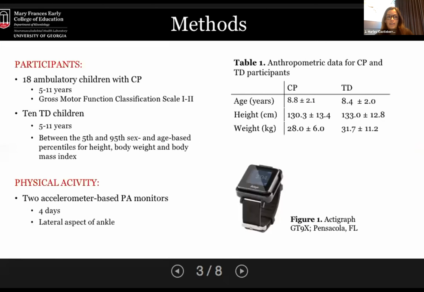For our study, we recruited 18 ambulatory children with cerebral palsy and 10 typically developing children. Their anthropometric data can be found in the table to the right. To measure physical activity, the participants were instructed to wear 2 accelerometer-based physical activity monitors for 4 days on the lateral aspect of their ankle. For typically developing children, the monitors were worn on their non-dominant limb, whereas with children with cerebral palsy, the monitors were worn on their most affected limb.